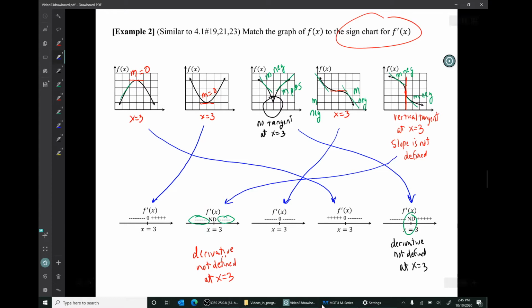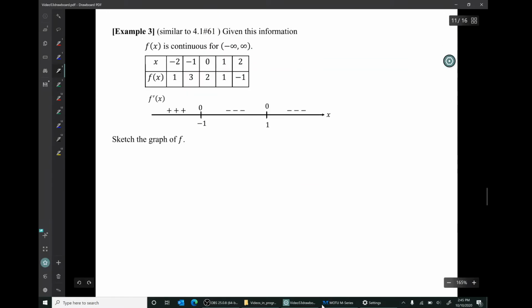Notice that we have seen now two ways for the derivative to not be defined. The derivative can be undefined because the graph doesn't even have a tangent line. Or the derivative can be undefined because the graph has a tangent line, but the tangent line is vertical. All right, let's go on.